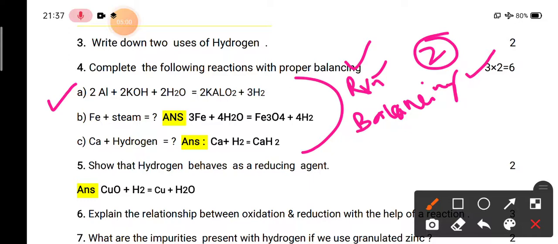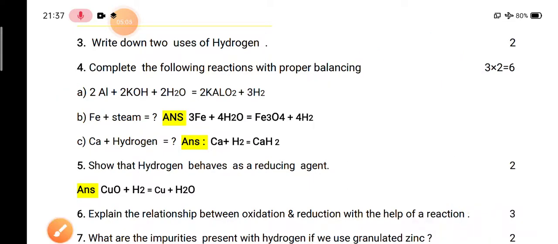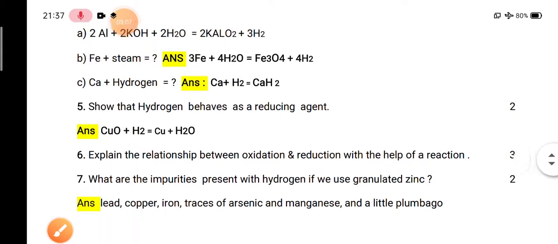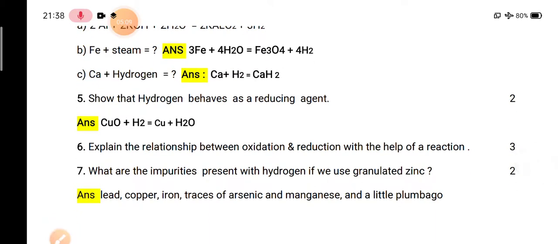If only the reaction is correct, then you will get only 1 mark. Only 1 mark. Okay, I hope you have understood this part. And question number 5 is, show that hydrogen behaves as a reducing agent.